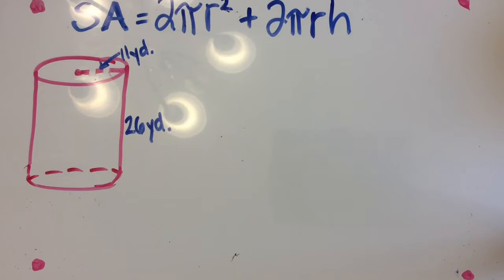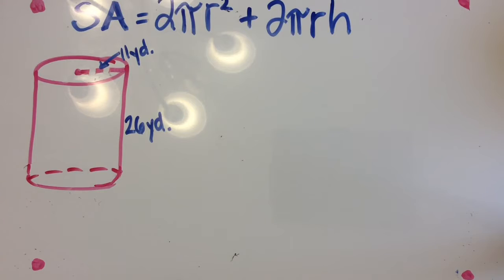Alright guys, now we are going to find the surface area of a cylinder. Cylinders are different because they're kind of like prisms, except their bases are actually circles. So we have to approach it a different way because circles are so special in math, okay?